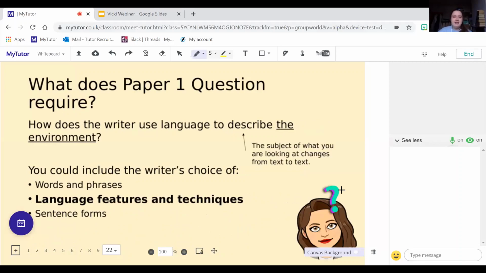Right, let's jump back on the Q&A. I think we've had quite a few questions on how to approach the paper in general, whether it be how to approach the paper as a whole, or whether or not we'll be doing a session on the 40-marker question, or whether we'll be doing a creative writing session.